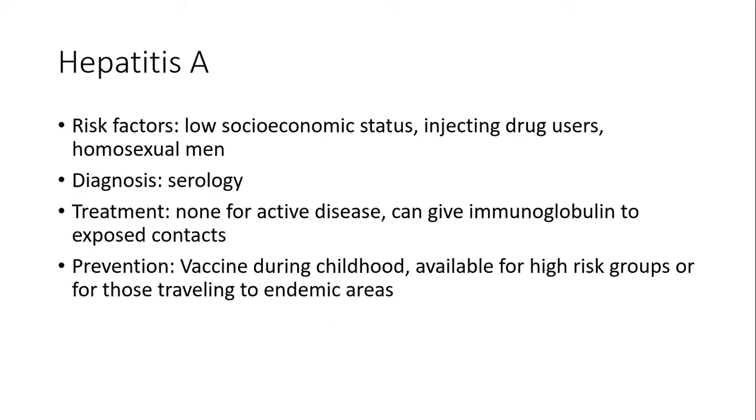So risk factors for this illness include low socioeconomic status. This has to do with education and access to healthcare. Also injecting drug users, not necessarily IV, it would be injecting drug users who share needles. And also there seems to be a preponderance in homosexual men who are sexually active. Diagnosis for this is going to depend on serology, so we'll be looking for the presence of antibodies or virus in your bloodstream. Treatment for this, unfortunately, there is none for active disease, but we can give immunoglobulin to exposed contacts to try to bind up that virus before it can affect them. So this is really not going to help anybody that's already showing symptoms, but might prevent the spread.